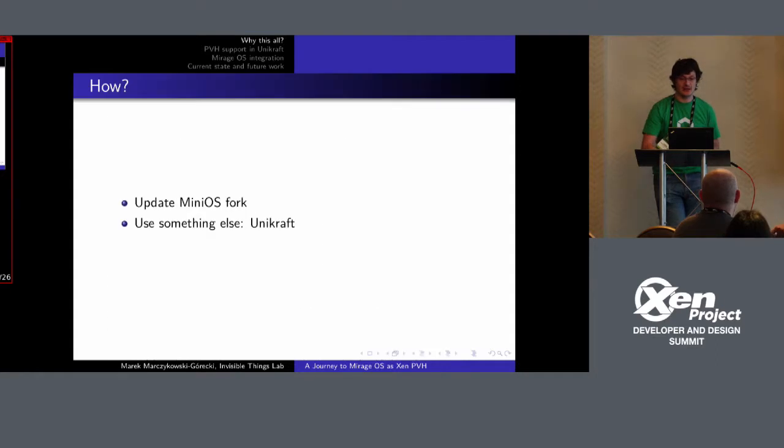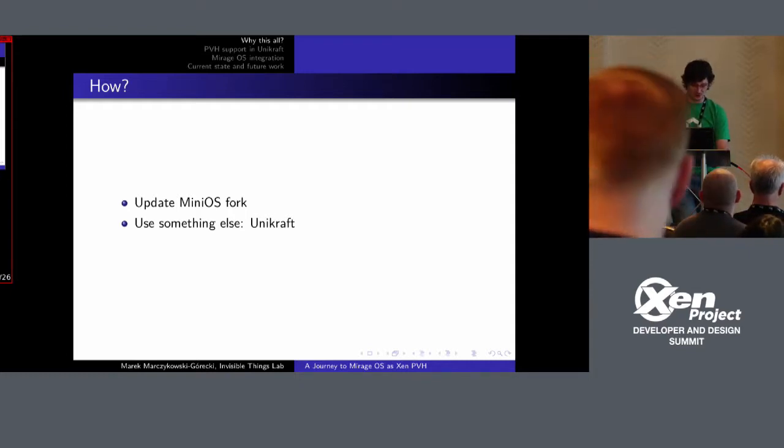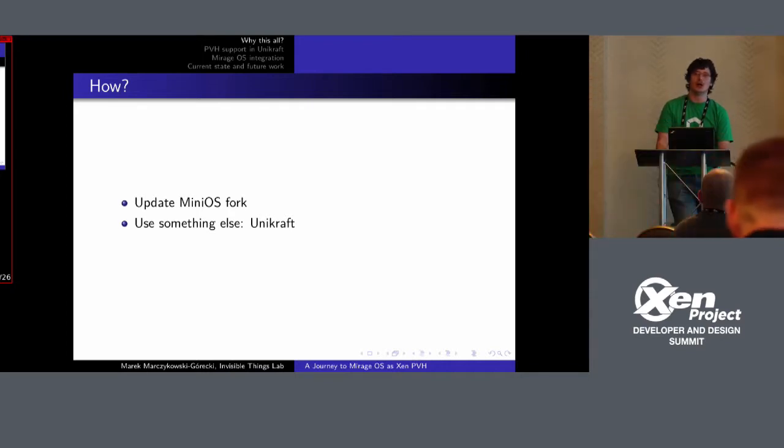So what to do to have PVH? One idea is that there is a newer Mini-OS version that does have PVH support, so maybe update that fork and not change anything else. That's one idea, but this fork is really, really old, and there are a lot of patches on top. There's an alternative way, to use Unikraft, which is a much nicer way to package unikernels. But there are also some challenges. For example, Mini-OS does have PVH support, but Unikraft does not, at least as of today.